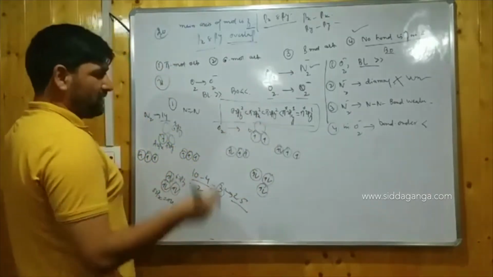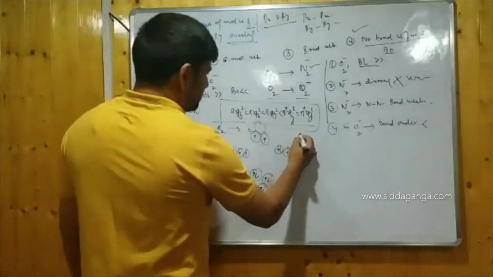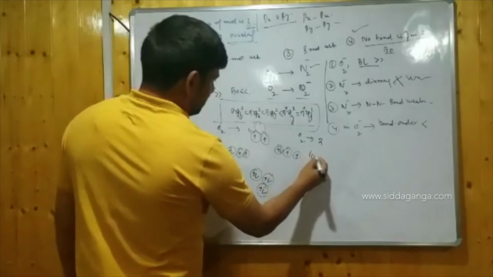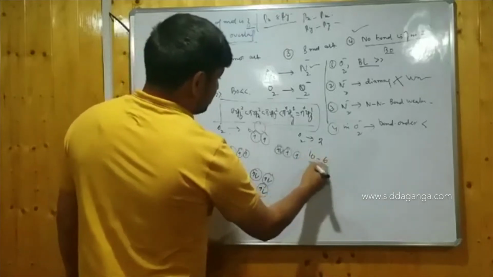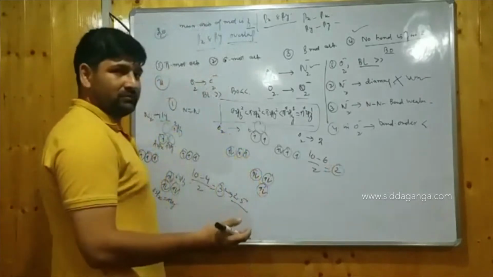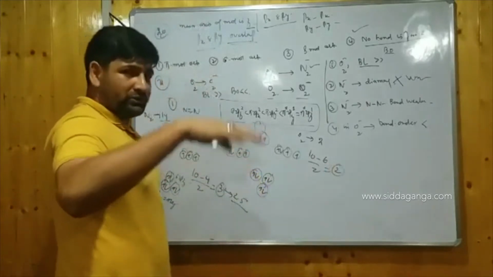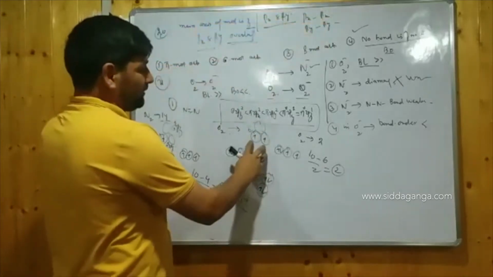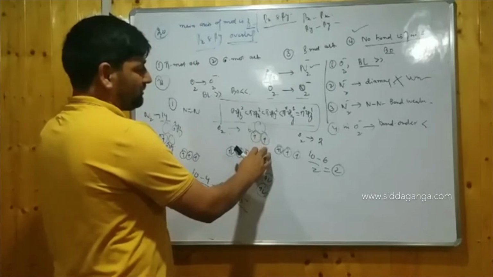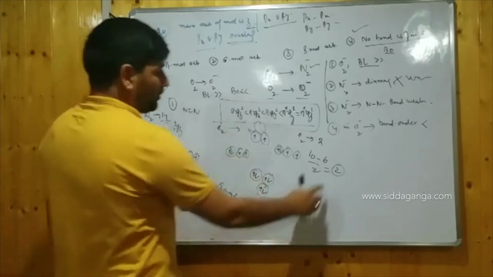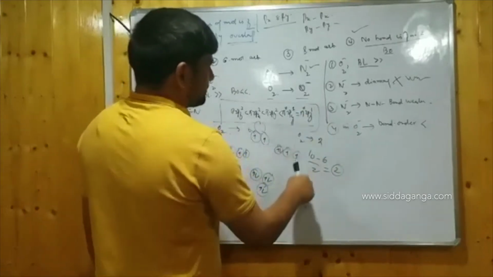Total 8, right? Now tell me, what is the bond order of oxygen? We already know it is 2. How? 10 minus 6 divided by 2, which is equal to 2. Why 6? Because anti-bonding sigma star 1s2, then anti-bonding sigma star 2s2, then pi star 2px1, pi star 2py1, that is 2 electrons. So bond order is 2.